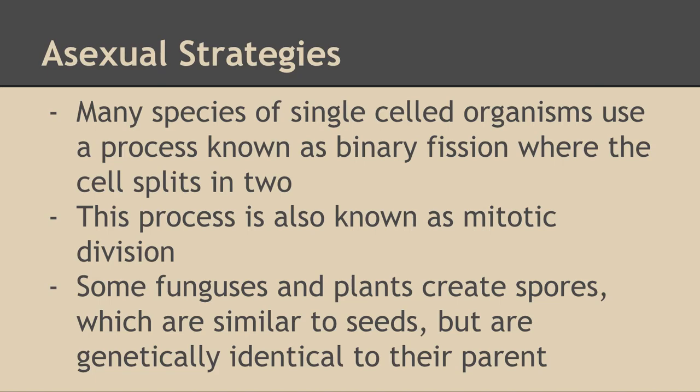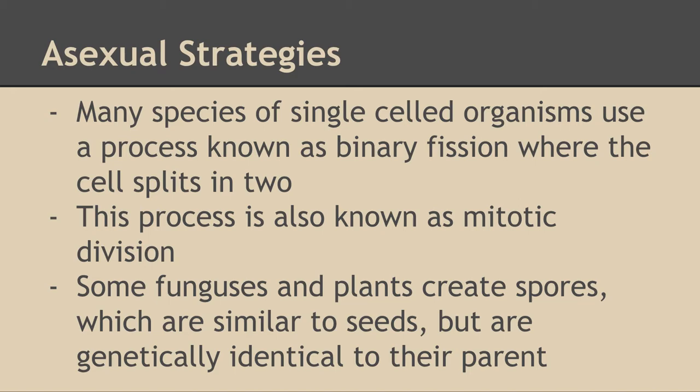Most species that are single-celled organisms use some form of asexual reproduction, although not all of them. Usually this is a process called binary fission, where a bacterium splits in two. We also call it mitotic division, which you'll see why in a couple of lectures.